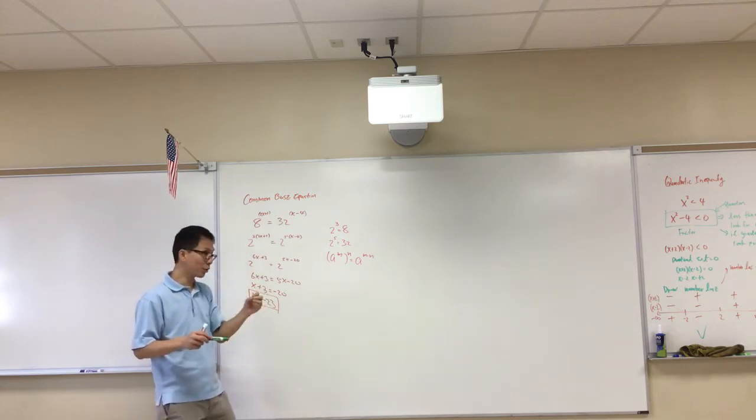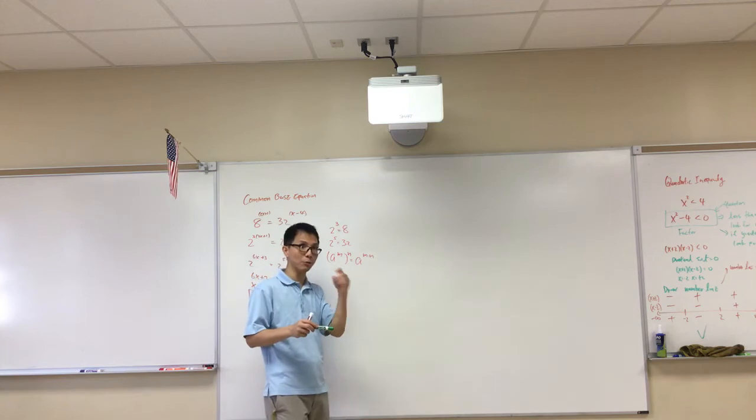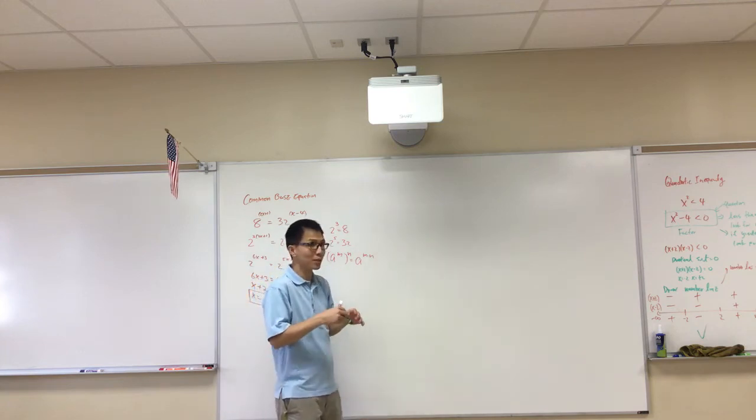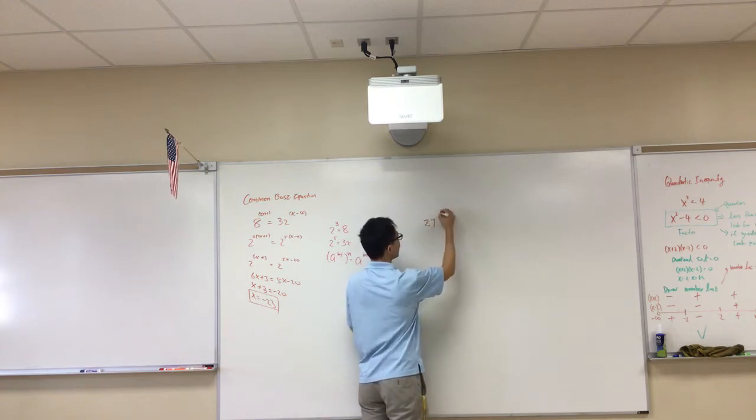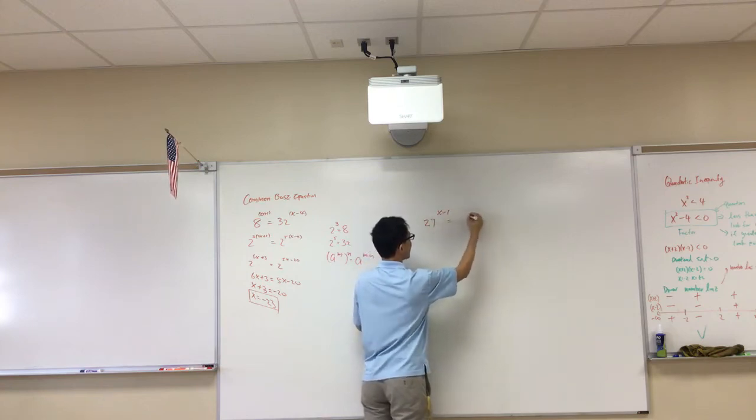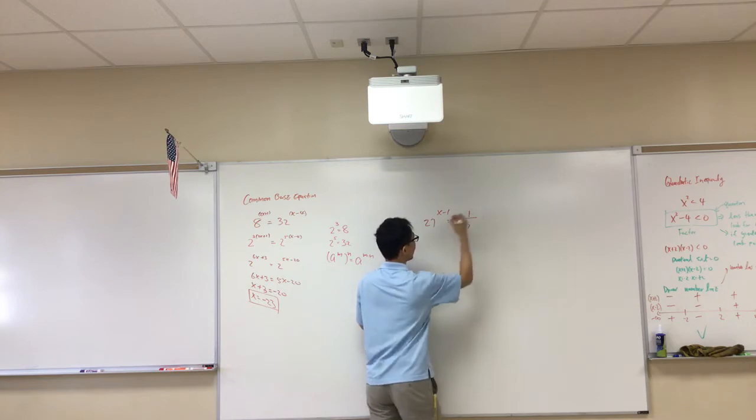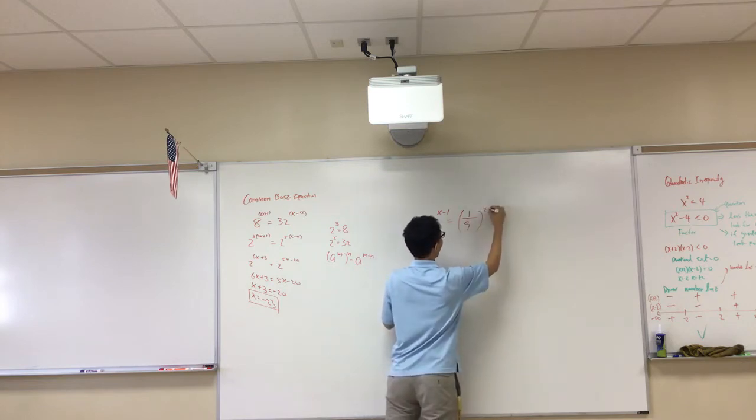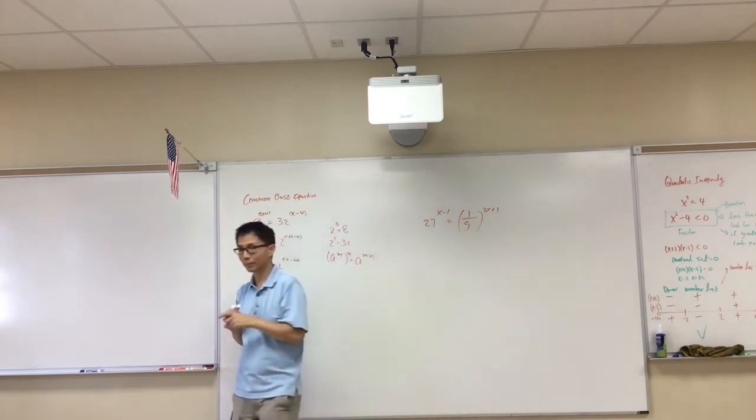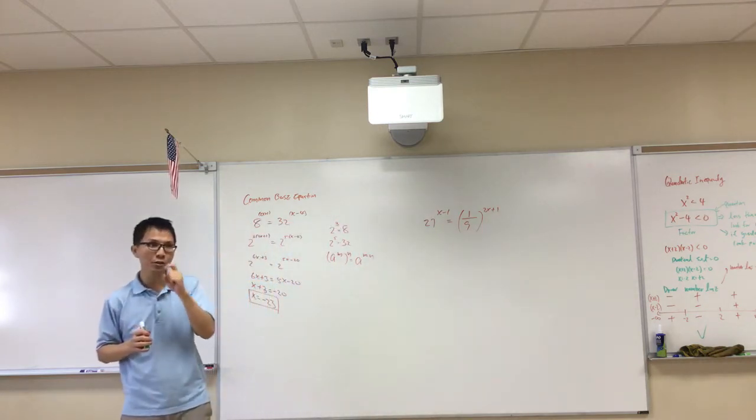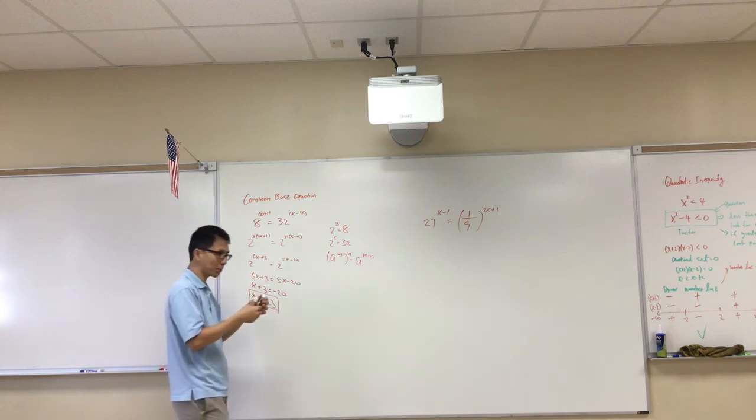So my next question is a little bit more challenging. I want you guys to figure it out. What if I have this? 27 to the x minus 1 is equal to 1 over 9 to the 2x plus 1. It's actually not as hard as you think, but you have to know all the exponential rules.